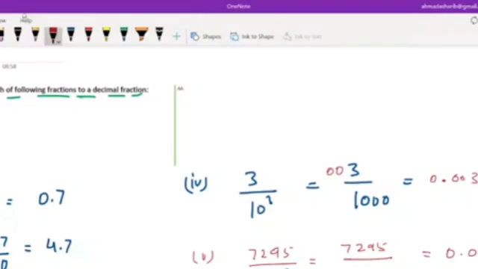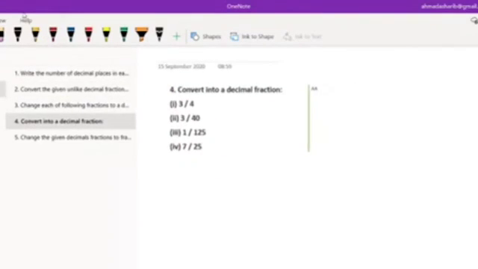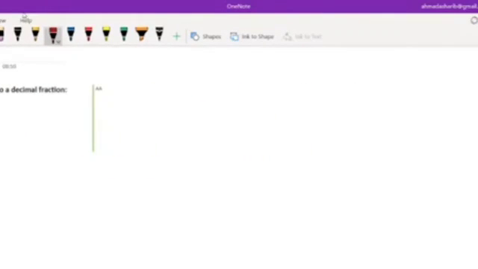Okay, this is the right answer. Now question 4. And it says convert into a decimal fraction.